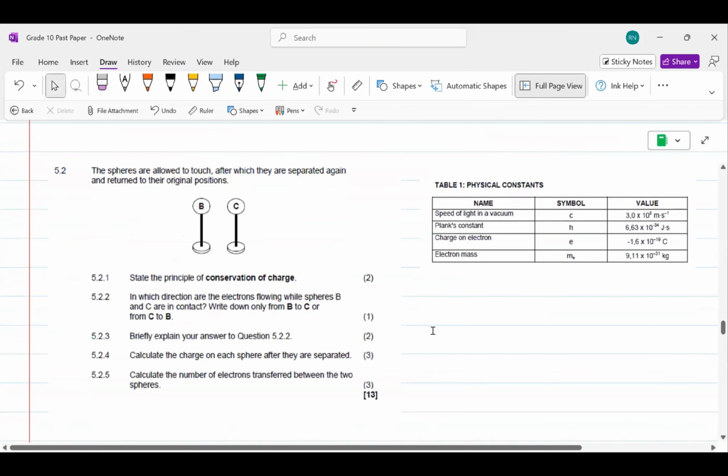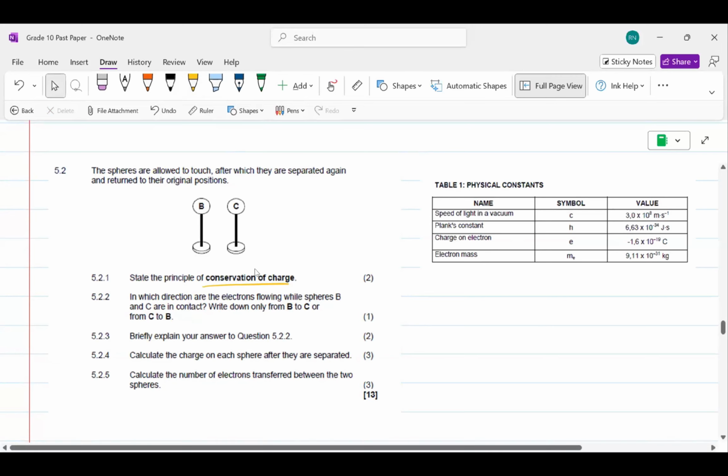Then we have the principle of conservation of charge, and that's just a definition. So you must always remember to do your definitions because they keep popping up. I don't think you can ever escape definitions. It's like escaping the grandma from feeding you. But yeah, the principle of conservation of charge states that the net charge of an isolated system remains constant during any physical process.